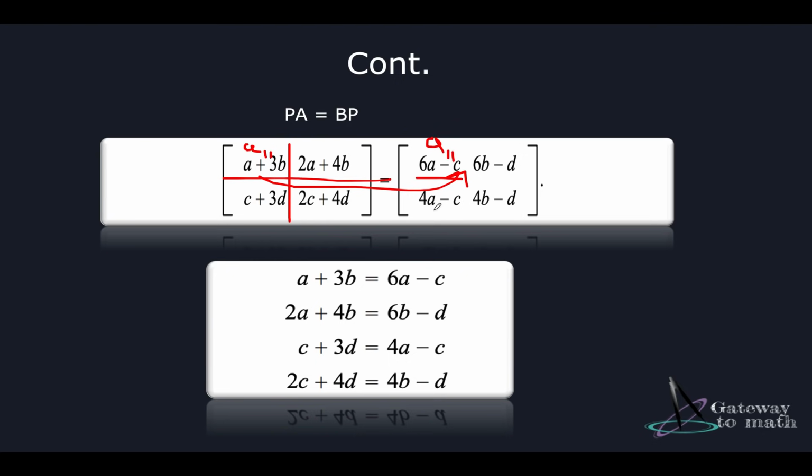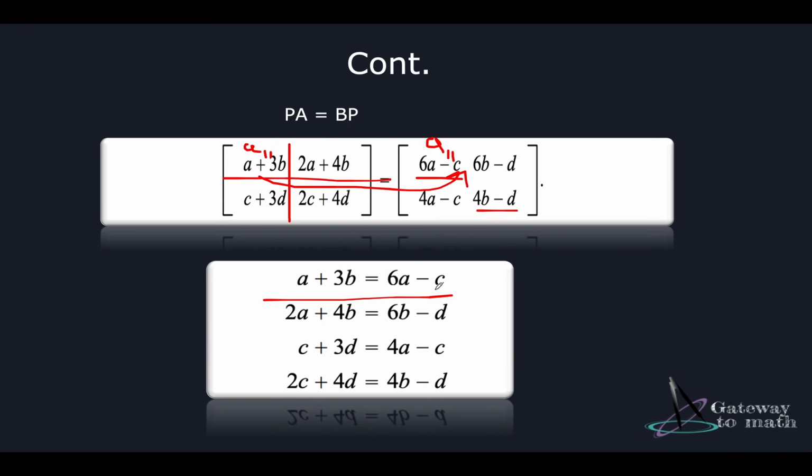So A plus 3B should be equal to 6A minus C. 2A plus 4B should be equal to 6B minus D. C plus 3D should be equal to 4A minus C. 2C plus 4D should equal 4B minus D. Let us now equate these equations.